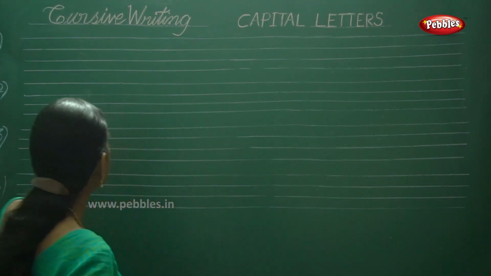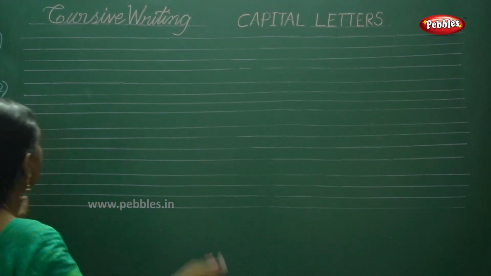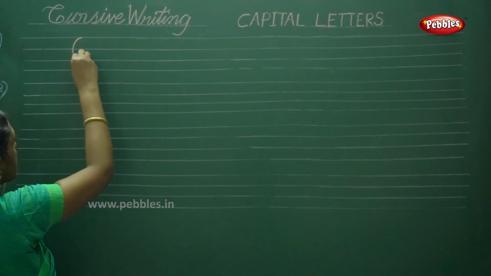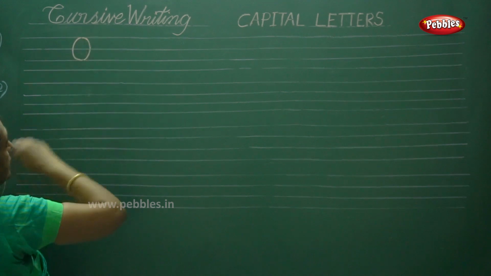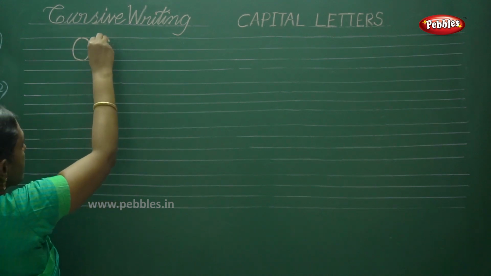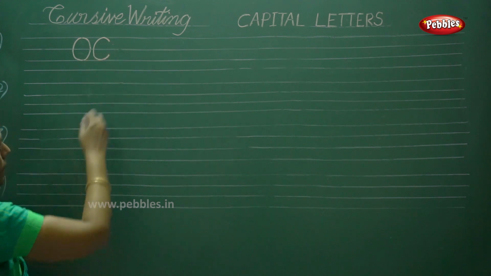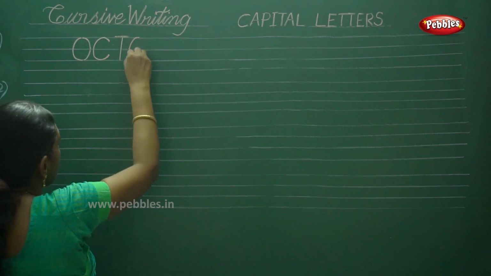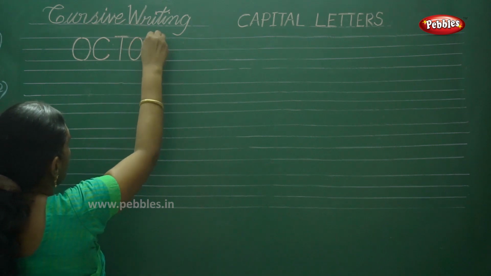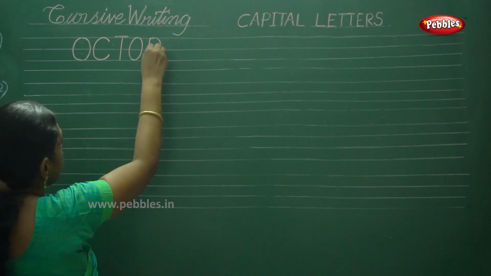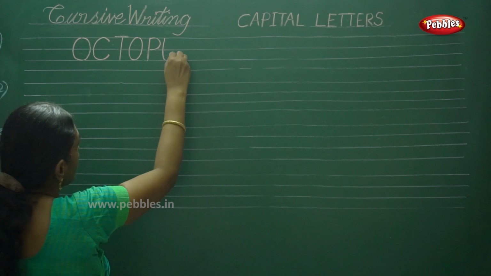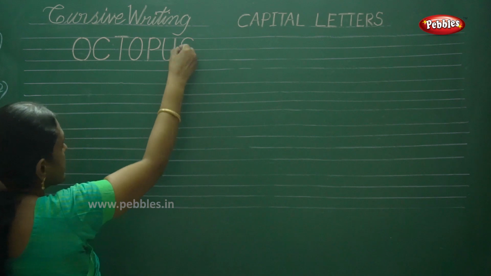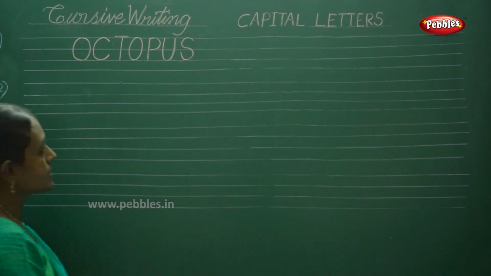Okay, now we are going to write alphabet O, capital letters starting with O. So that is octopus. Okay, that is O, exact C, crescent shape C, and straight with short straight T, again O and P, U and right bend of S, that is octopus.